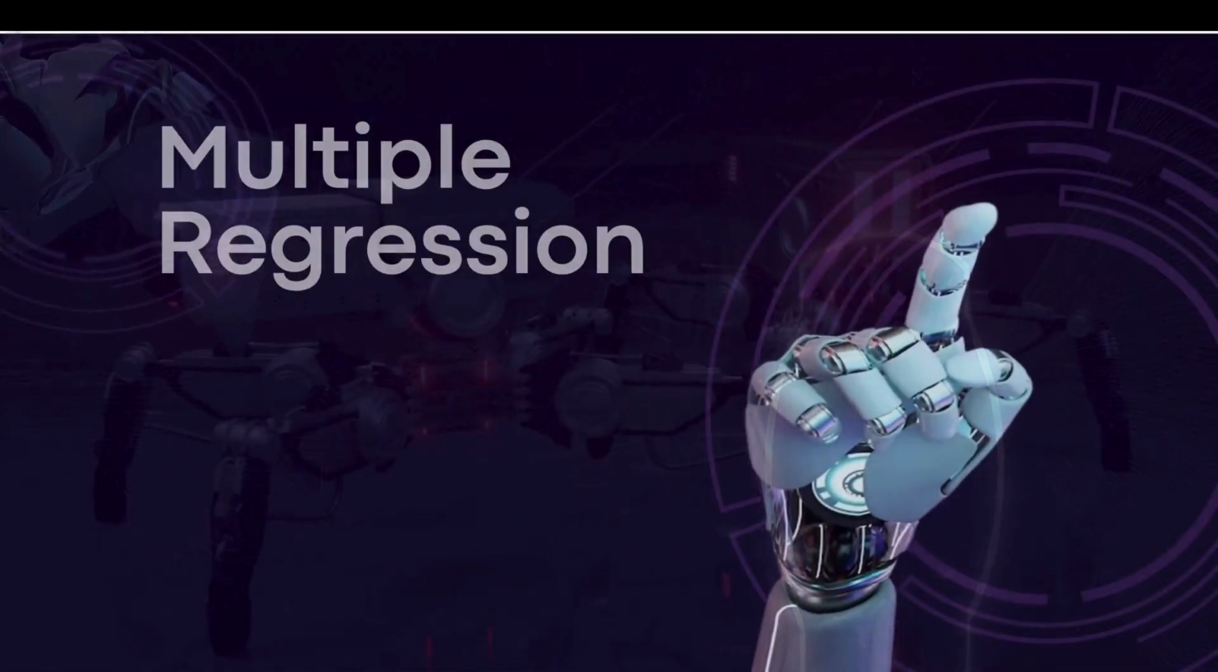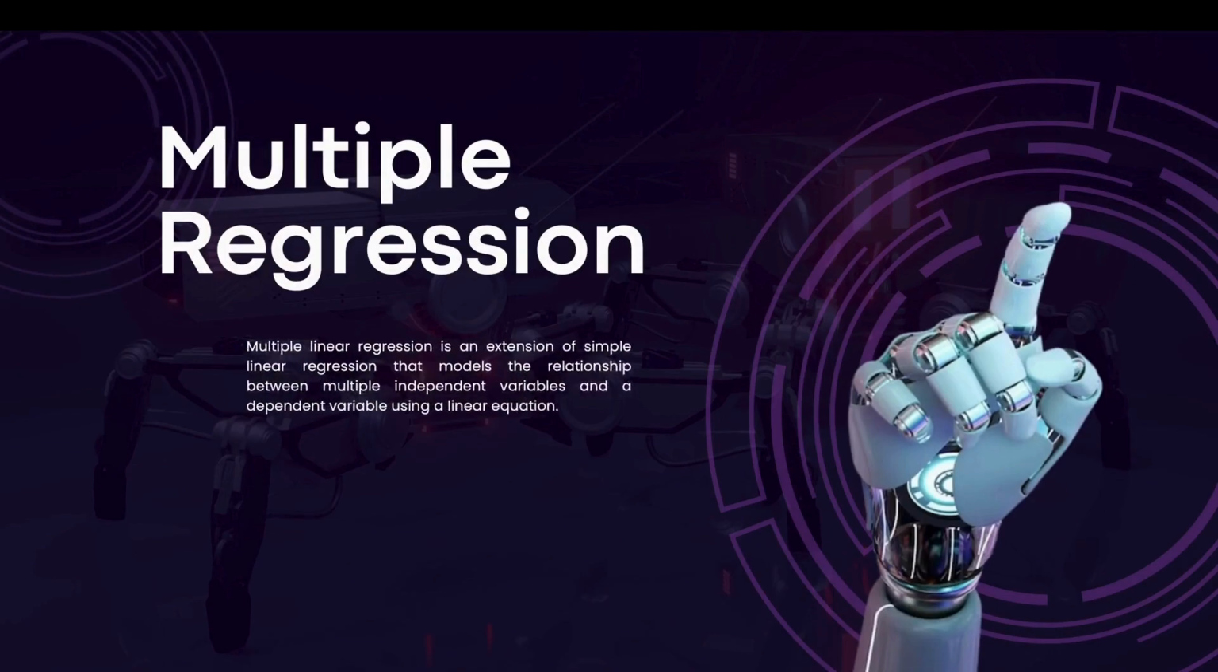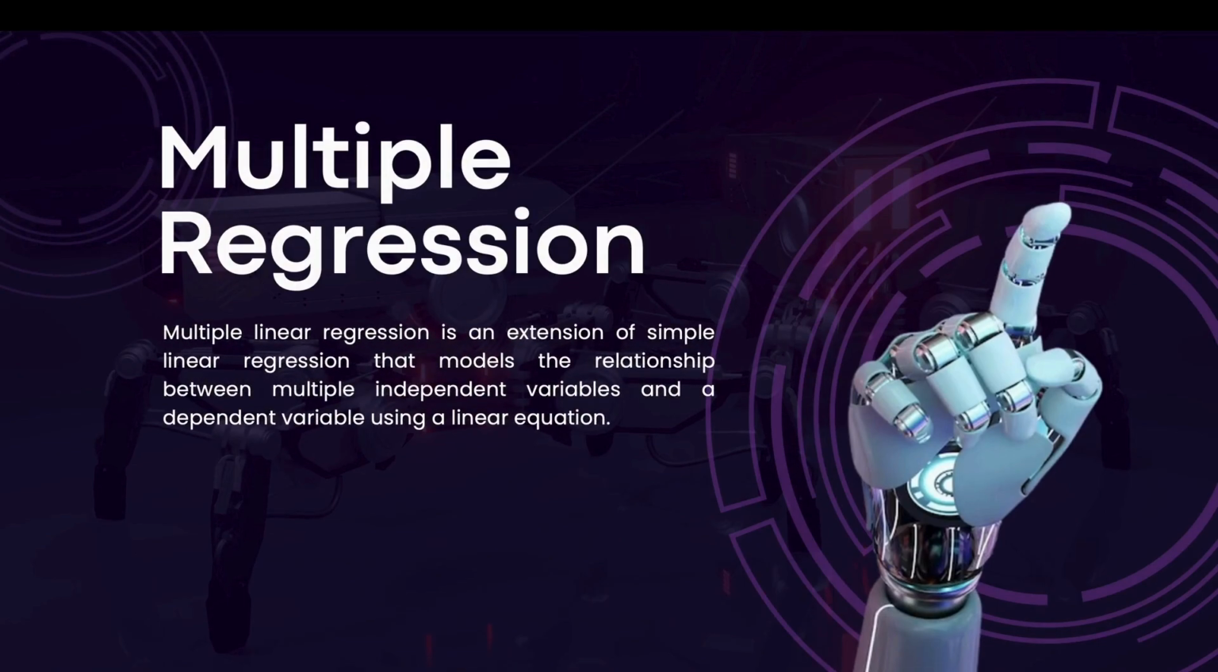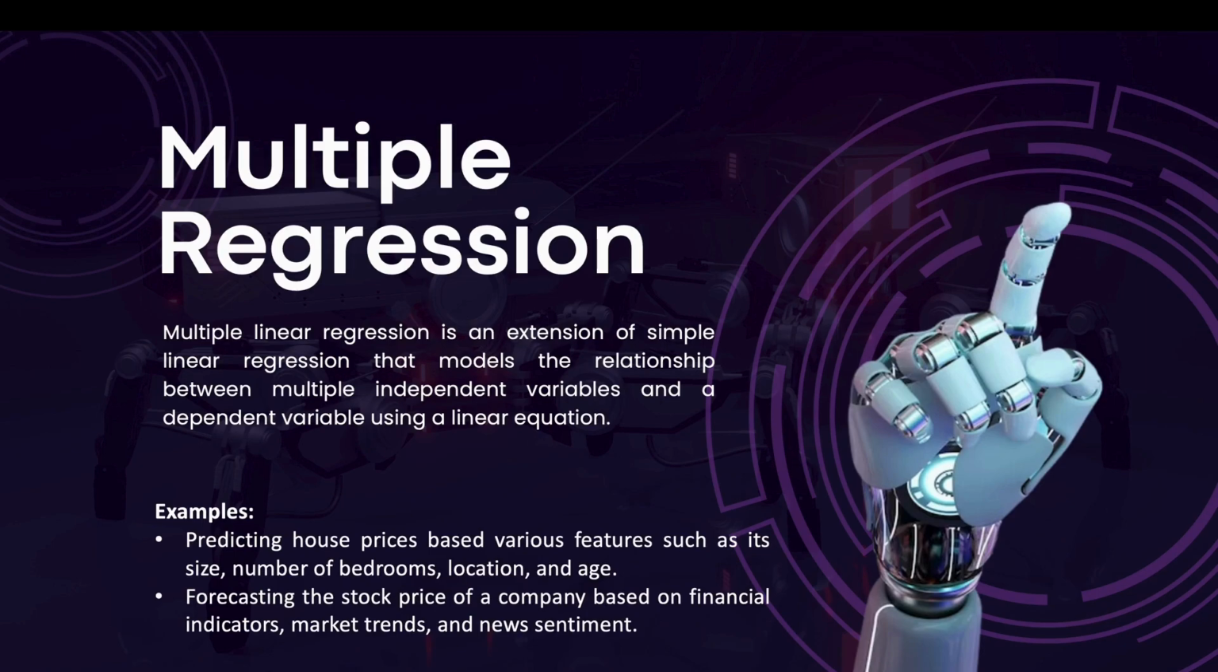Now let's move on to multiple linear regression, which is just an extension of simple linear regression, where you are going to model the relationship between multiple independent variables, which means multiple input and a dependent variable using a linear equation. So multiple input and one single output, that is something called as multiple linear regression. So if you see the example, so let's say now the example is based on the multiple features of a house such as size, number of bedrooms, location and कितना पुराना वो घर है, based on all these input you predict the house price.